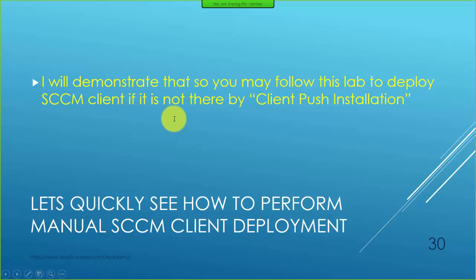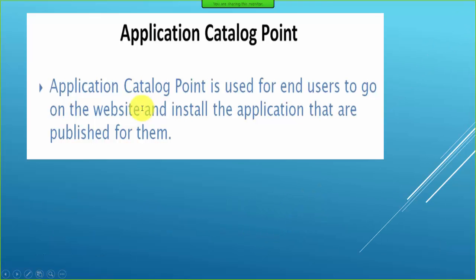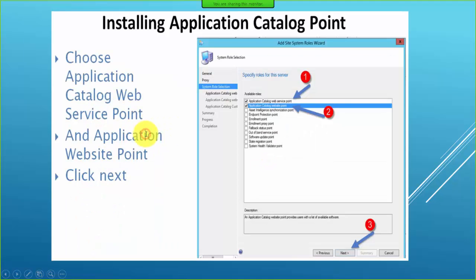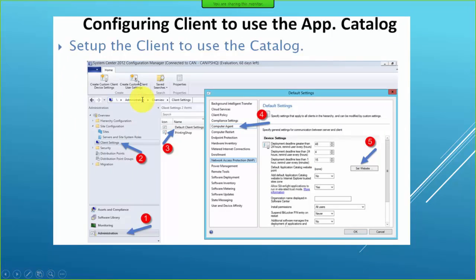We need to also try to, so yeah, this manual SCCM client, we already did that. Application catalog point is what we already deployed in the last class, but application catalog point is used for end users to go on the website and install the applications that are published for them. These are all the steps that we already did. We deployed these two site system roles, the application catalog web service point and application catalog website point, and then we went ahead and tried to deploy it.